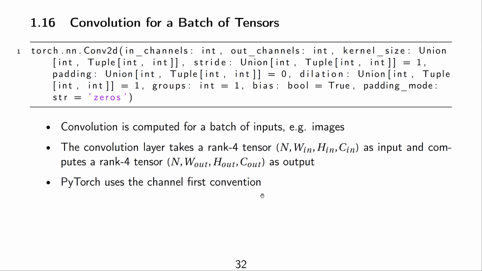If you read the PyTorch documentation, you will note that PyTorch uses the channel first convention, so they will write the channel axis before the spatial width and height axes, so this C will be written in front of the W.